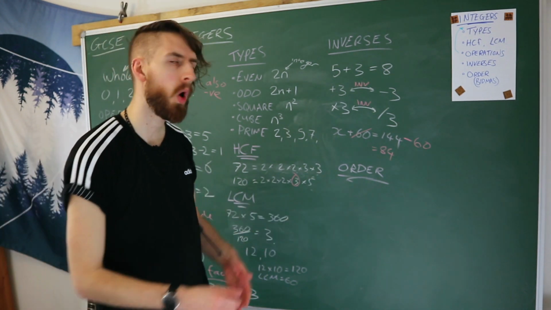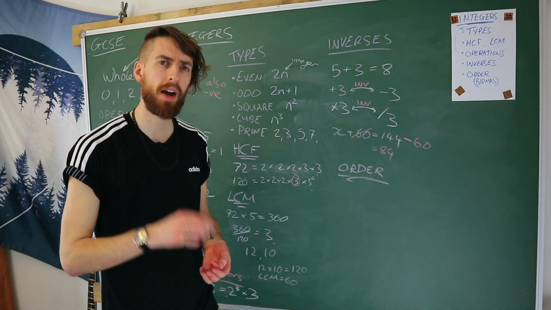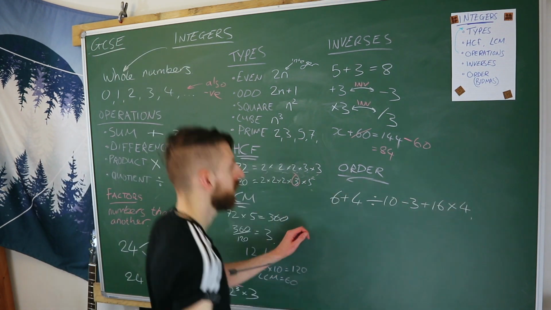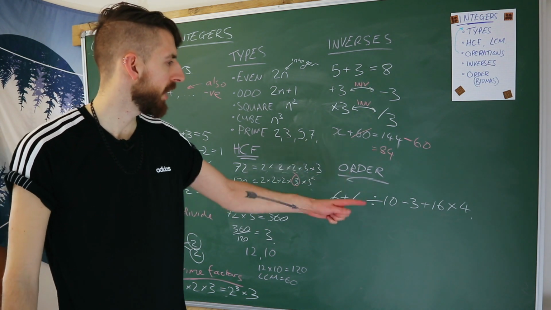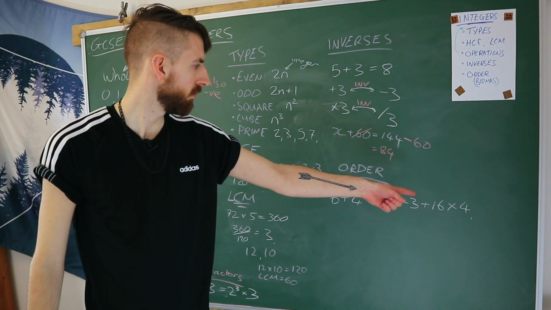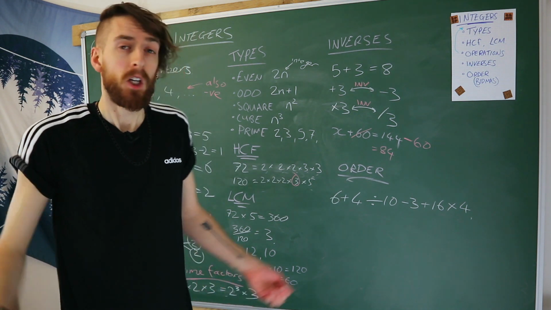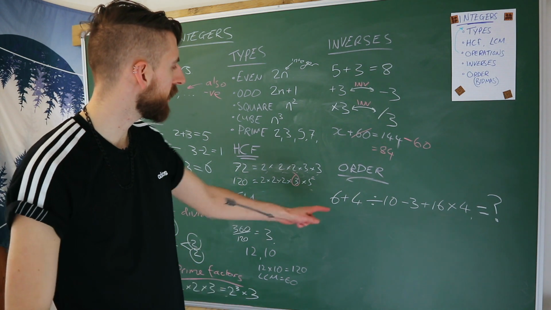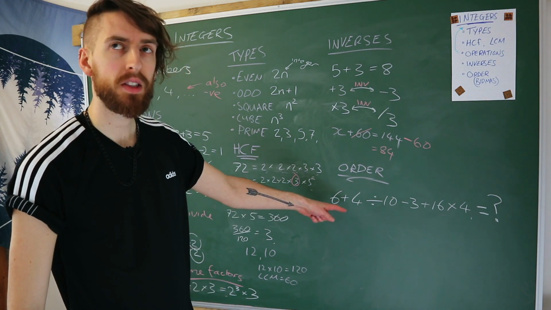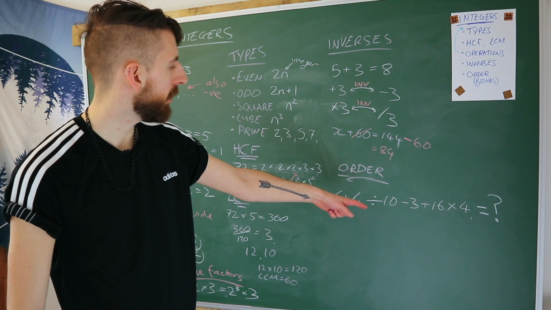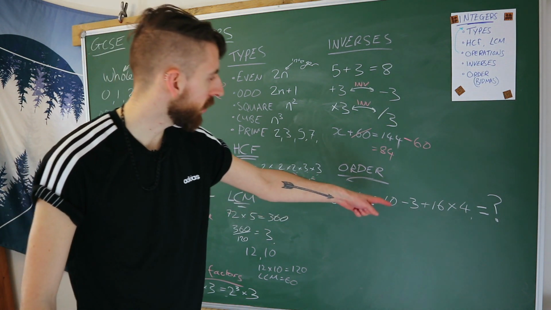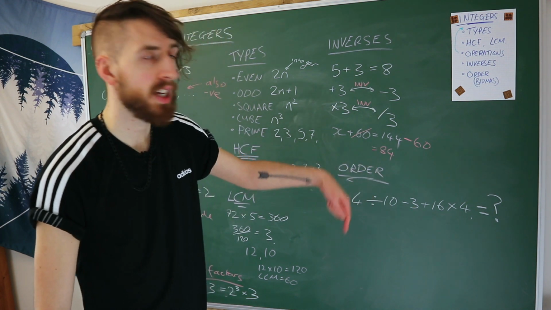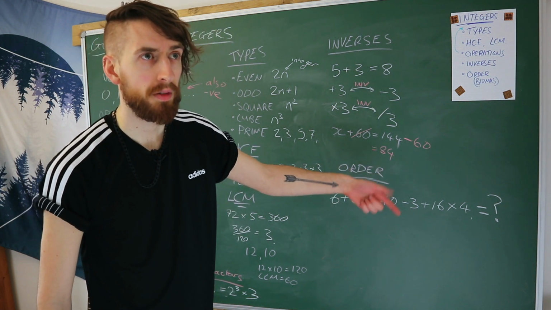So, order. If I wrote down an equation, 6 plus 4 divided by 10 minus 3 plus 16 times by 4. What is it? What order do you do this in? If you did 6 plus 4, that's 10. Then if you divide it by 10, that's 1. Then if you subtract 3, that's minus 2. Add 16, that's 13, times by 4, that's 52.